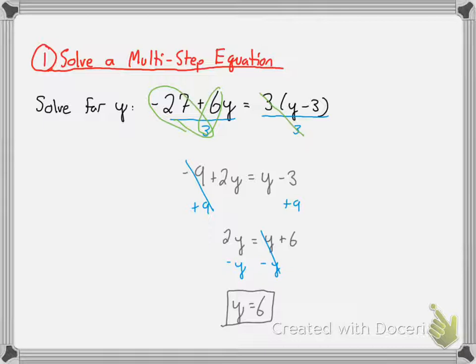Last thing that you could do here, just to double check all your answers, one of the reasons that I really like algebra is you could 100% make sure that your answer is correct by plugging it back in. So what I would do here is plug 6 in for wherever I see a y in my original equation. When I calculate this out, I see it's balanced, I get 9 on both sides, and I know I'm good to go.